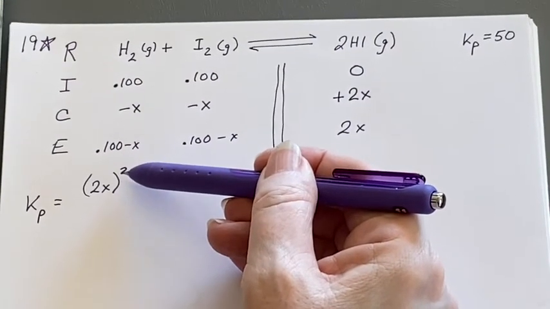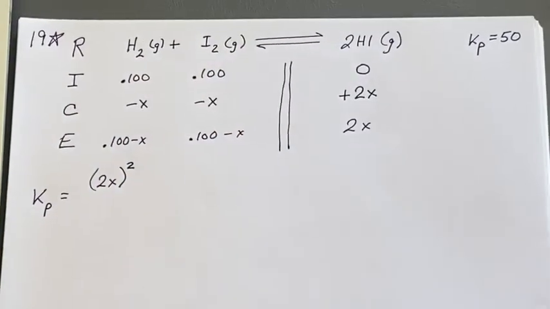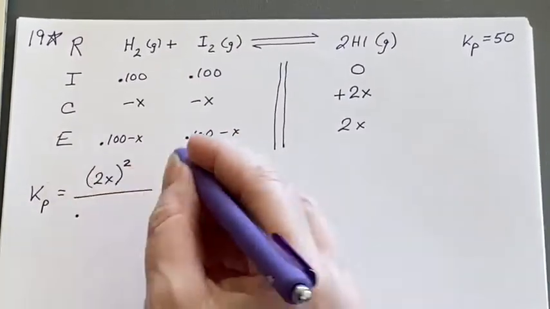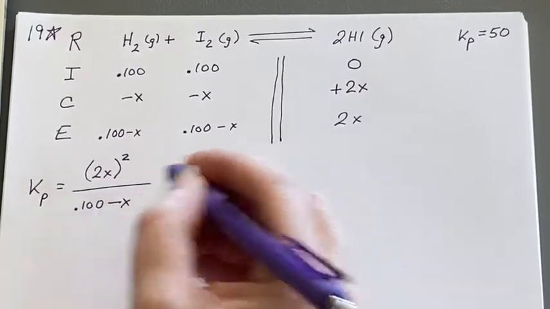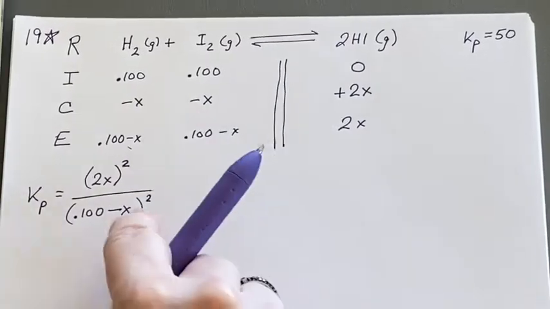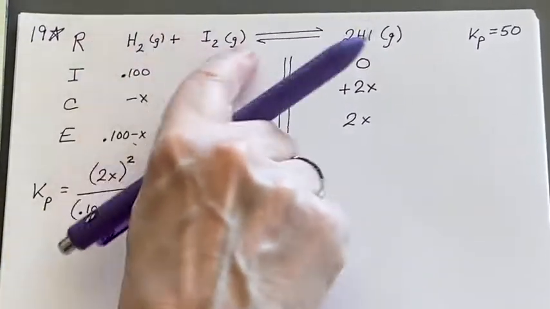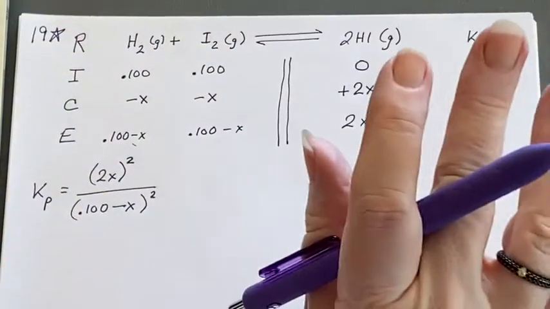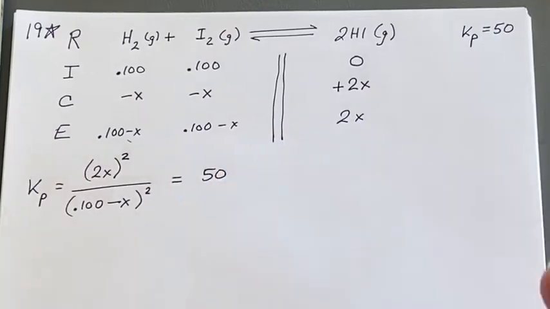Yep, that's exactly how it's done. It is not double counting. That is exactly what you have to do. On the bottom, I have the reactants, 100 minus X. And they're exactly the same thing in this one, so I'll just go ahead and do this. But remember, I did that because these are both the same thing, not because of any of the coefficients. And I know that this has to equal 50 because they told me that.